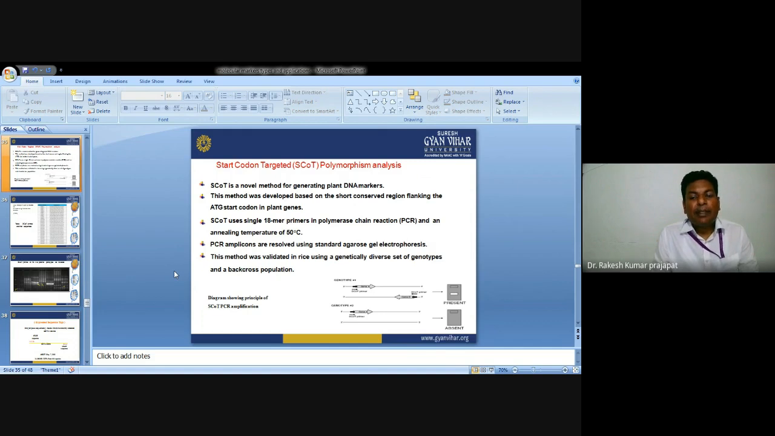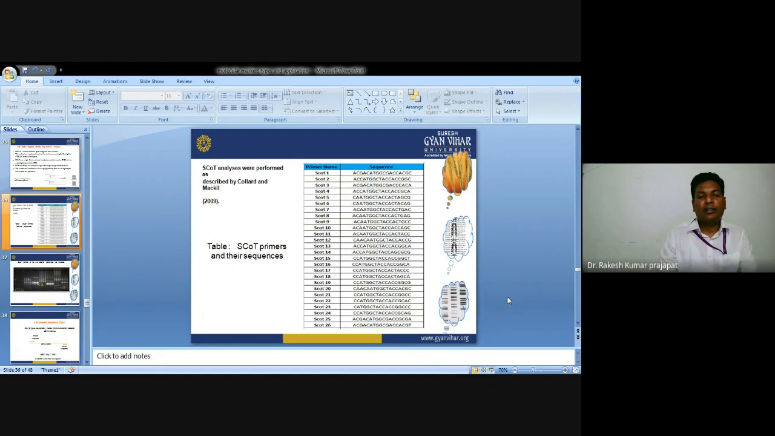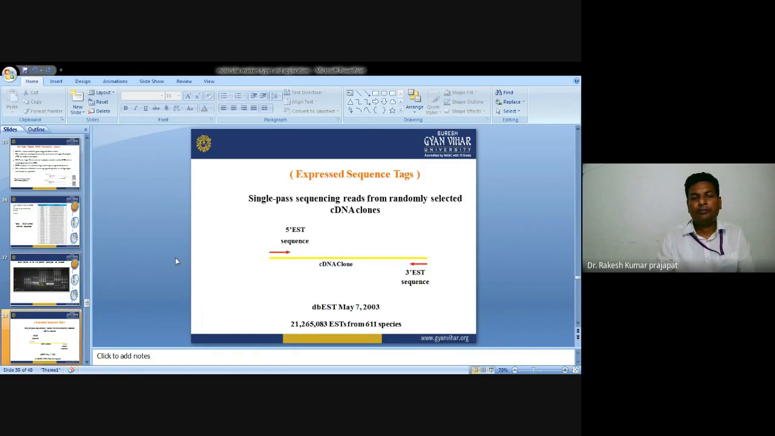SCoT uses a single 18-mer primer for PCR, with an annealing temperature of 50 degrees Celsius. PCR amplicons are resolved using standard electrophoresis. This method was validated in rice using a genetic diversity set for genotyping. Here you can see the SCoT primers, and the profile will appear like this: present or absent, so it is a dominant marker. Here is a representative of the different SCoT markers developed along with their sequences. This is the SCoT profile of the two different parental genotypes.